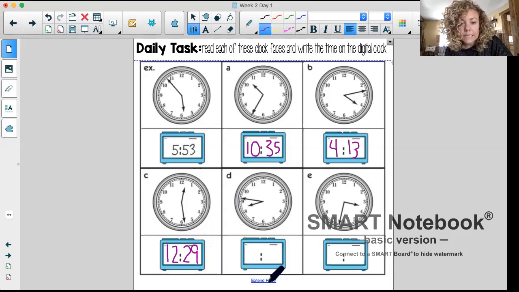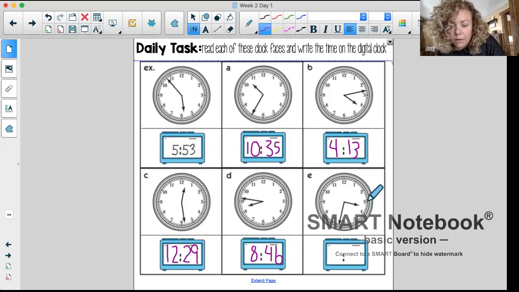All right, D. This hand is in between the 8 and the 9, the hour hand is, and so it's still in the 8 o'clock hour. The minute hand, it looks like it's 1 minute after the 9. The 9 is 45, so 1 minute after 45 would be 46. The clock shows 8:46. All right, this last one's gonna be hard to see because my little logo is blocking it.